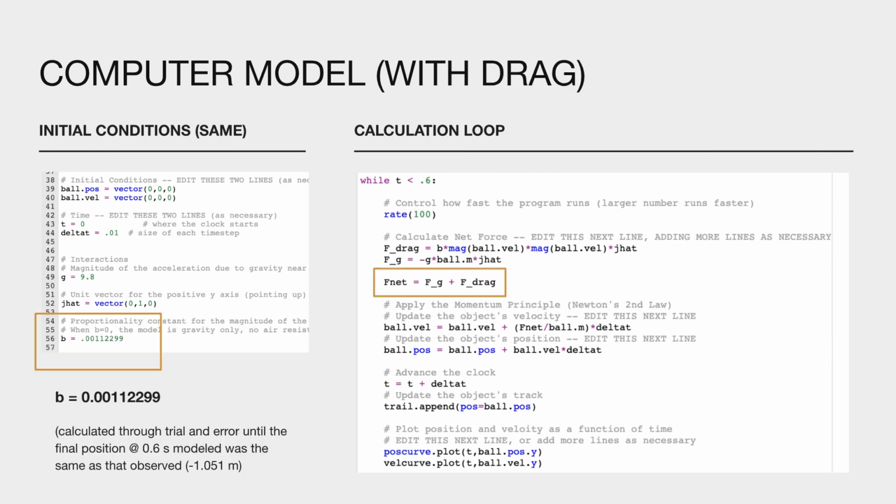For the computational model with drag, the initial conditions stay the same. However, now we have to take the drag constant into consideration. This value was calculated through trial and error until the final position at 0.6 seconds of the model was the same as that observed. The calculation loop also stays pretty much the same, except for the fact that f_net is now equal to the sum of the force of gravity and drag force.